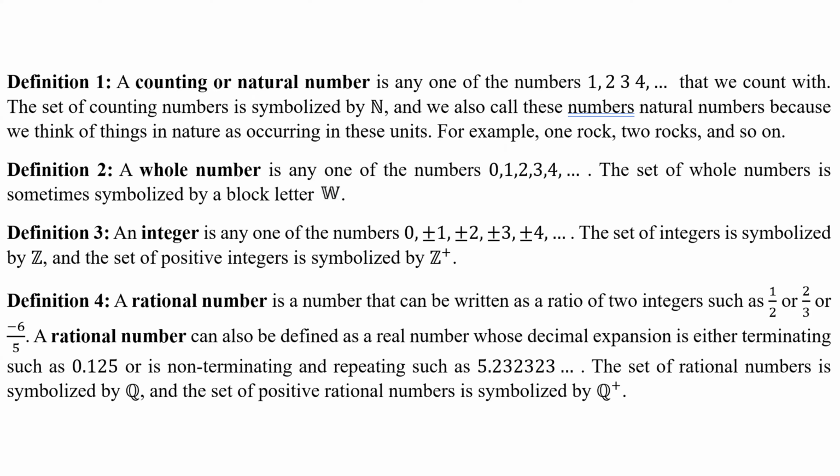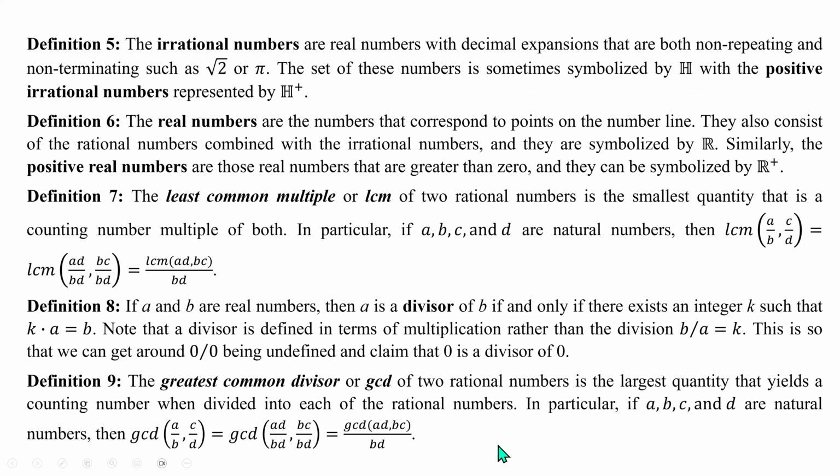The set of rational numbers is symbolized by a block letter Q, and the set of positive rational numbers is symbolized by Q plus. Okay, definition 5. The irrational numbers are real numbers with decimal expansions that are both non-repeating and non-terminating, such as square root of 2 or pi. The set of these numbers is sometimes symbolized by a block letter H, with the positive irrational numbers represented by H plus.